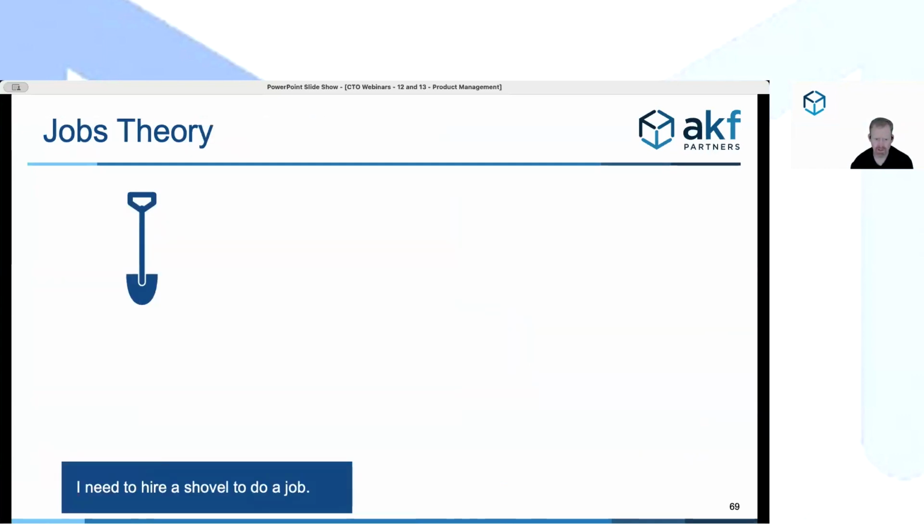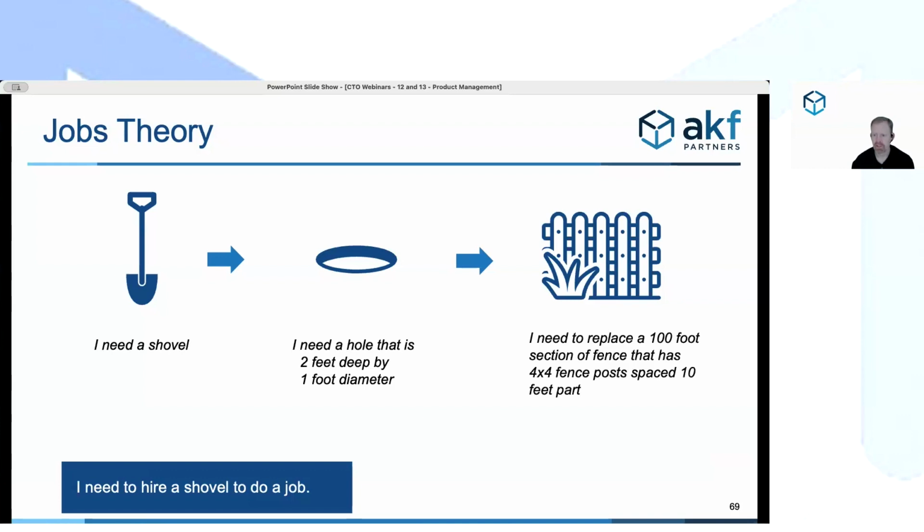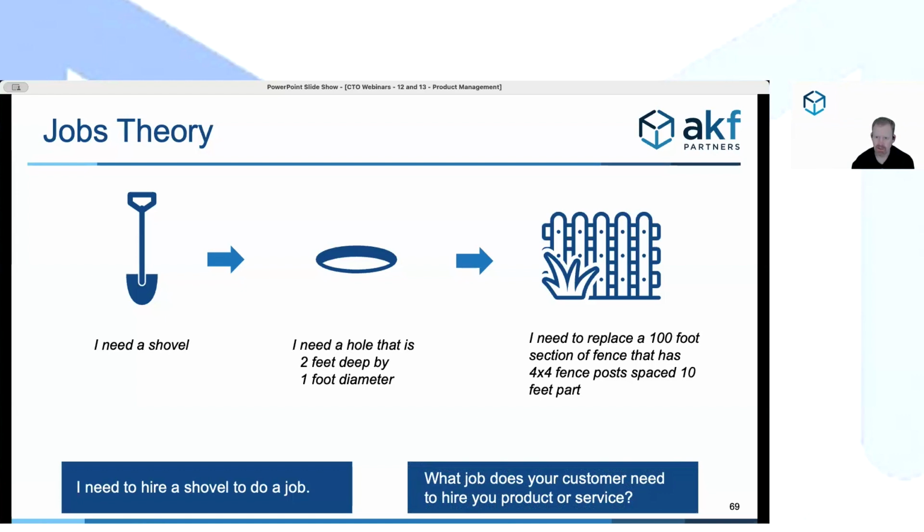So jobs theory is, am I buying a shovel? And in these cases, that's really not the job of the shovel. The buyer is thinking, I need a hole. So I'm not buying a shovel. I'm buying something to create a hole. And in turn, they need a hole because they are building a fence. So the approach here is I need a shovel. I need a hole that's 2 feet deep by 1 foot diameter that dictates the type of the shovel. And then I ultimately need to replace a 100-foot section of fence. So that's really the job of the shovel, is to dig a hole for a particular job.